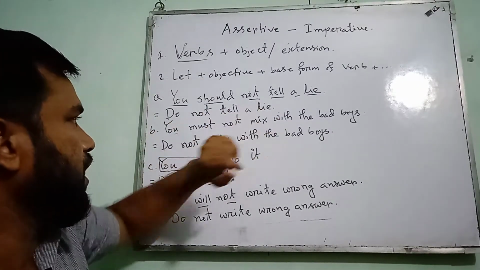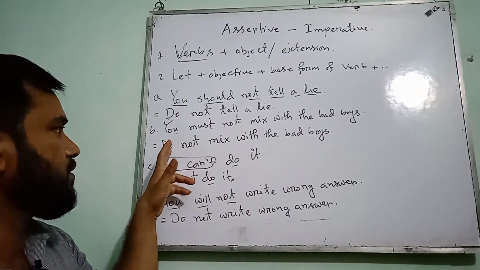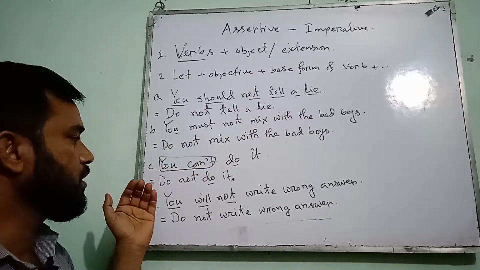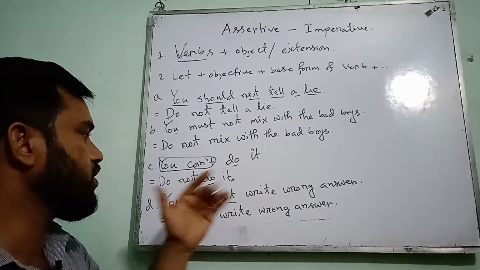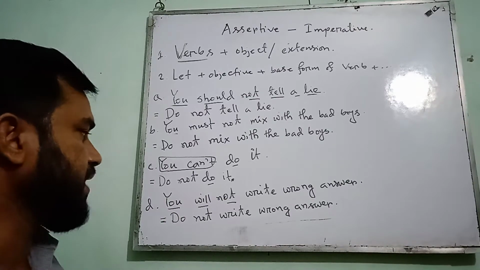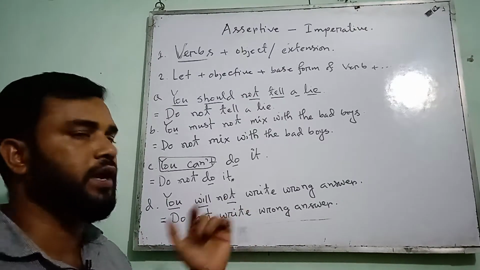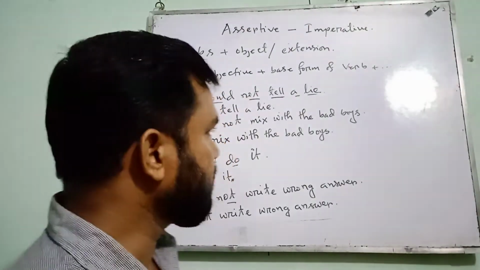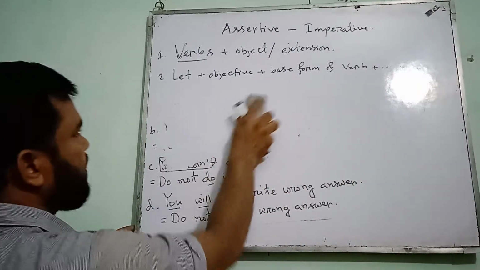Do not tell a lie. You must not mix with the bad boys. Our answer is: do not mix with the bad boys. You can't do it. Our answer is "don't", or "do not do it". You will not write wrong answer, and we have to write: do not write wrong answer. And these are the two ways to make imperative sentences if the sentence begins with the subject "you".